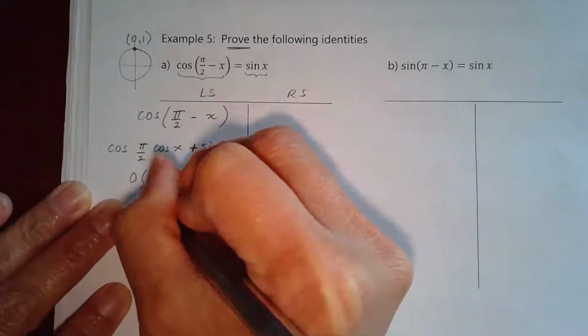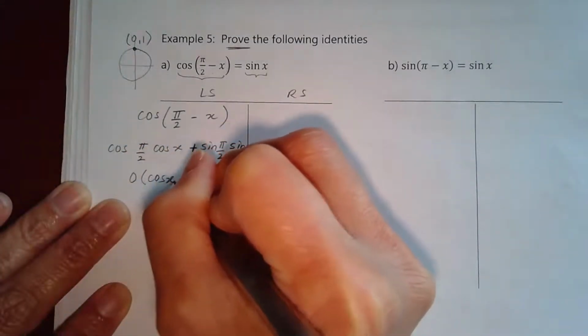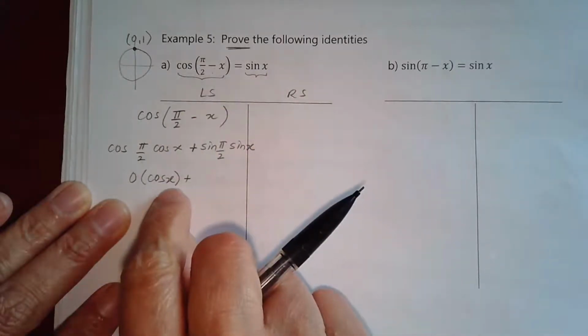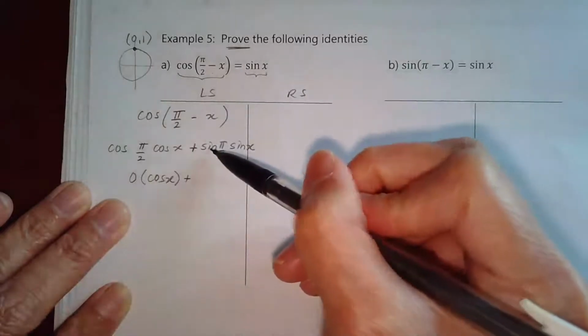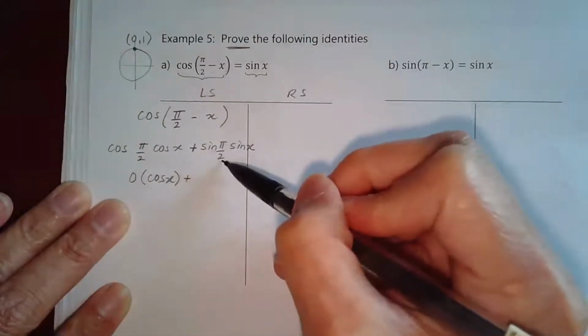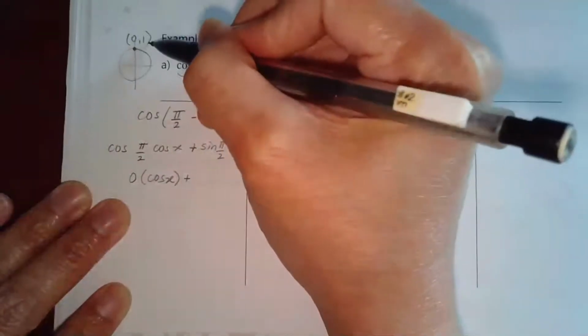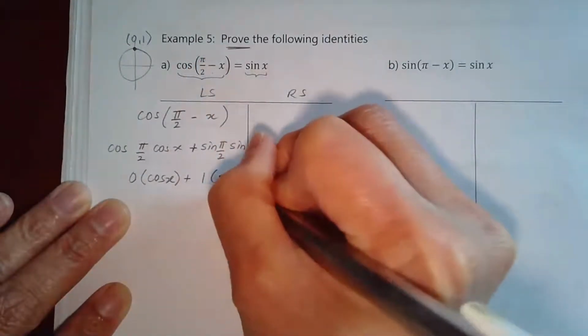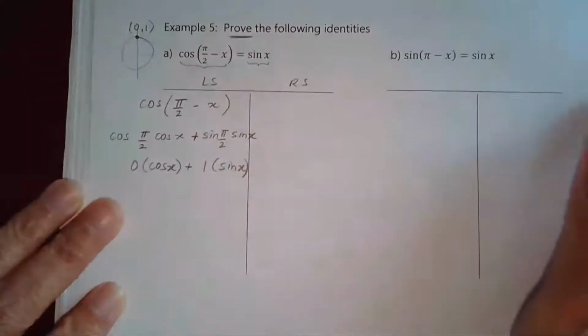0 times cos of x. Okay, we can't figure this out because we don't know what that angle x is. Sine of pi by 2, what's the sine of pi by 2? Sine of pi by 2 is 1. So 1 times sine of x, and you're probably seeing it right now.